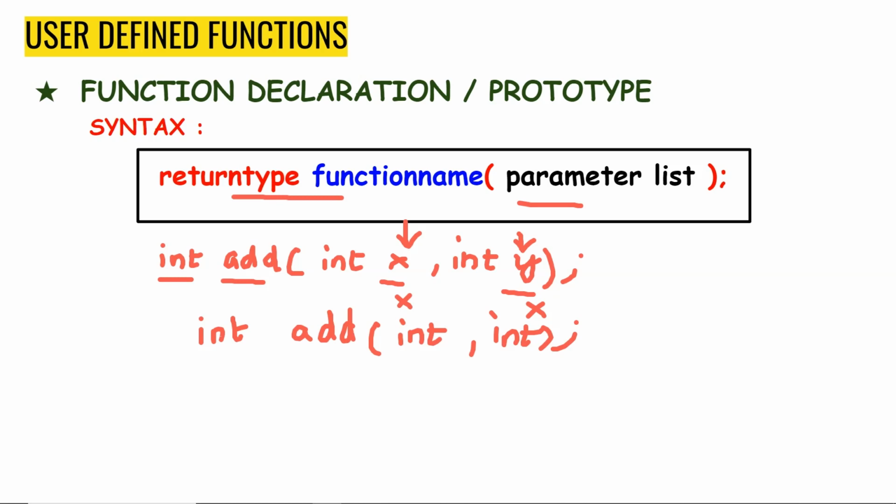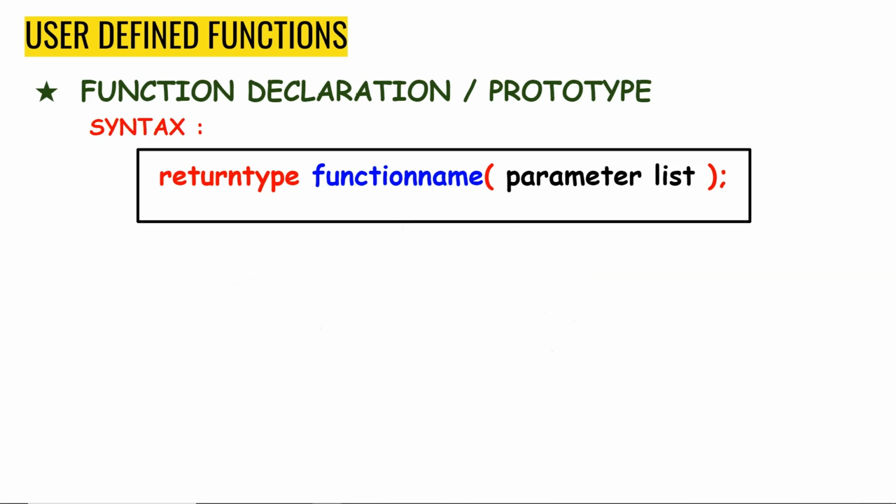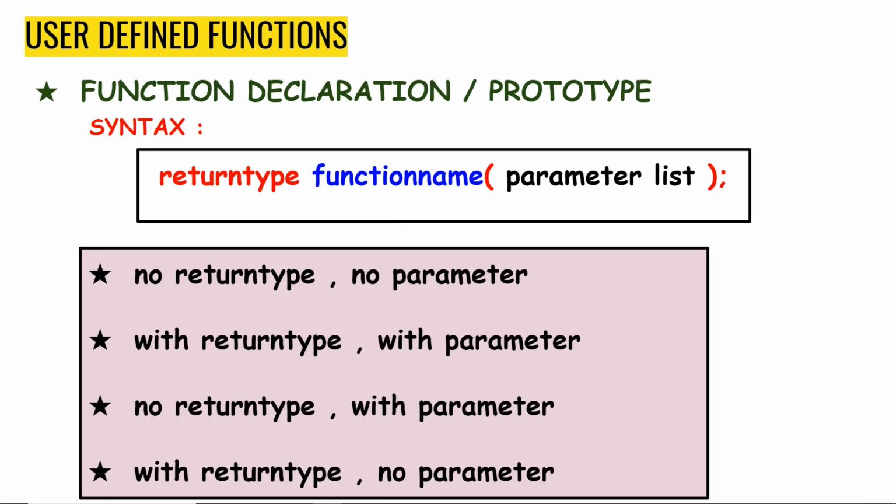There are four different ways of declaring a function. It can be with no return type, no parameter. Say for example, the same function you can write like this: void add of. So when you do not have any return type, you specify it as void. Void means there is no value, so we do not return any value.